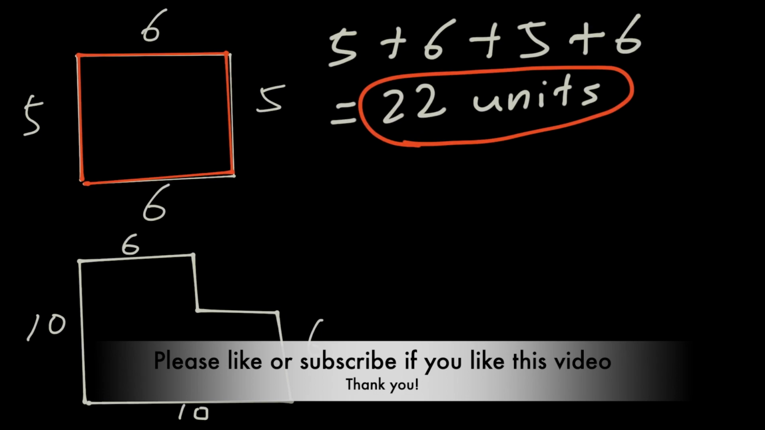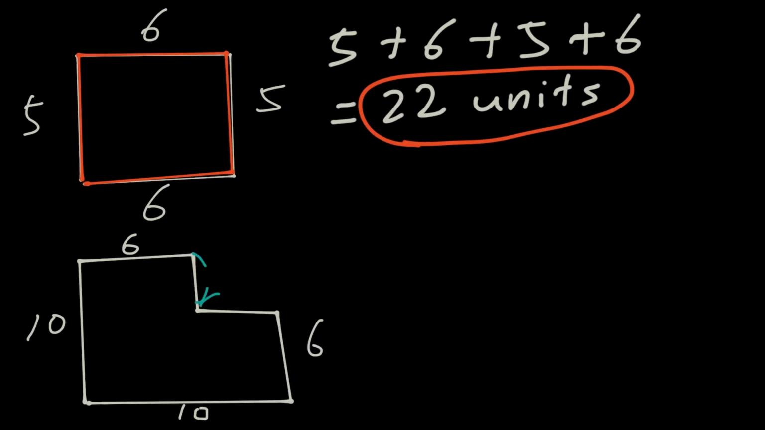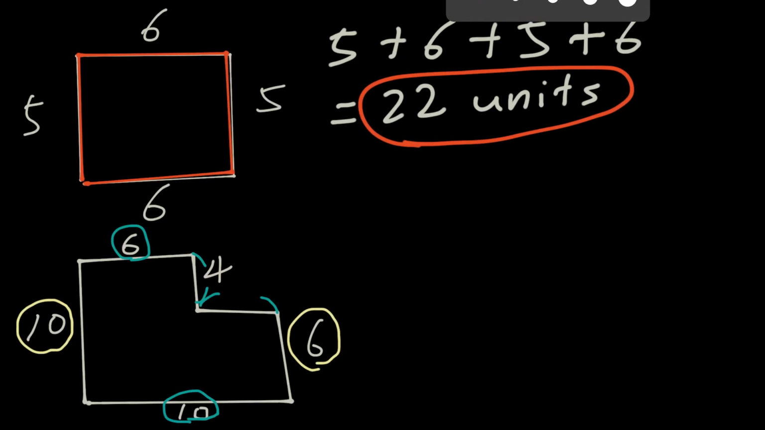Now what about this figure? What we are missing are here and here. So what is the length of these? To figure this out, this side is 10 and this side is 6. So that means this length must be 4. And since we know that this length here is 10 and this length is 6, so this length must also be 4. And now we have all the lengths of the sides.